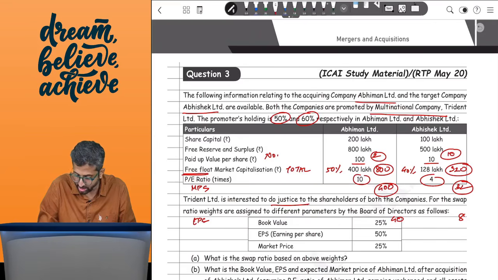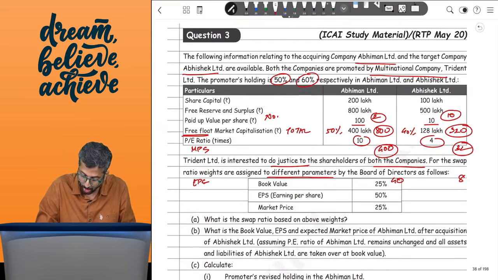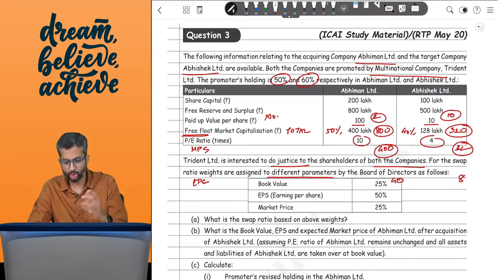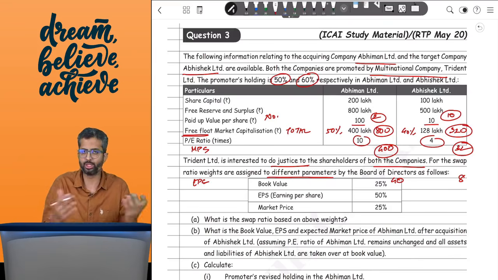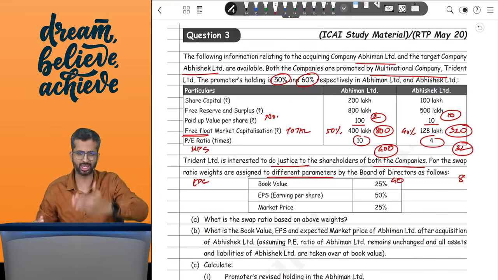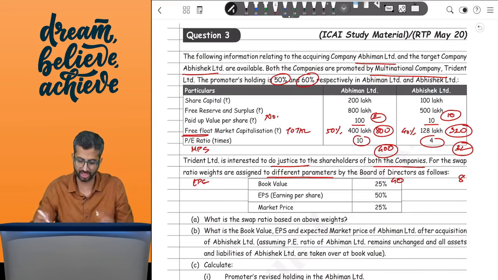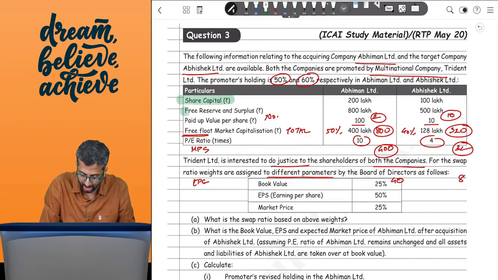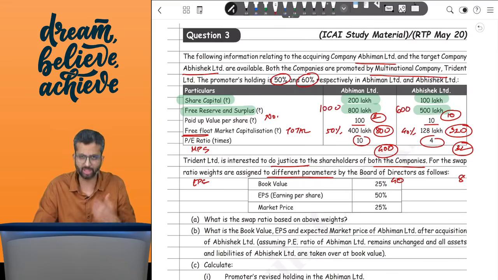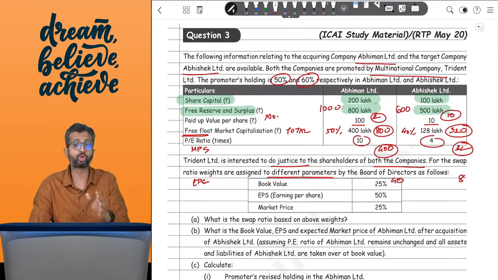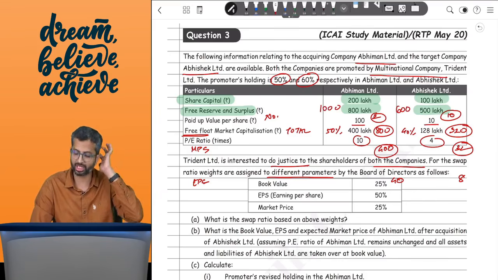Trident is interested to do justice to the shareholders of both the companies, and for that the swap ratio is assigned different parameters by the board of directors as follows. Based on the book value, well, in this particular case you don't have the book value. So in the last question as well, you did not have the book value, but you have the entire balance sheet. So you take the total of assets minus the liabilities, or you can take share capital plus reserves. Over here as well, you have the share capital and the reserves, which means your total book value comes to around 1000, whereas over here it is 1000 plus 500, that is your total book value comes to, let us say, 600. Remember, unless given otherwise, this is equal to the net worth, but that will also equal my net assets, that is asset minus liability or share capital plus reserves.